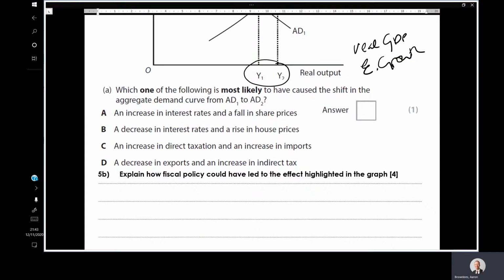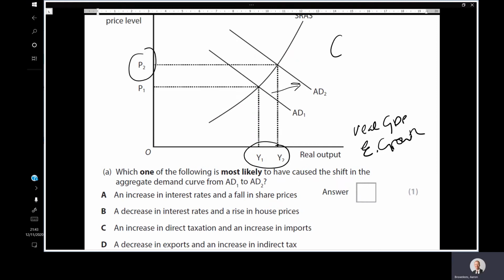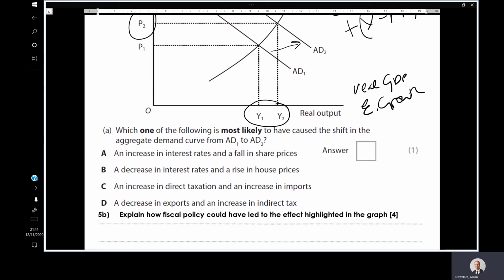As it is aggregate demand, even though it doesn't say this in the question, you should be thinking, what's the formula for aggregate demand? Well, it's C plus I plus G plus X minus M. So if it is increasing, one or a number of these should be increasing. Let's have a look at the choices we've got here.